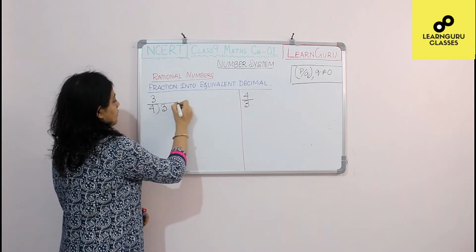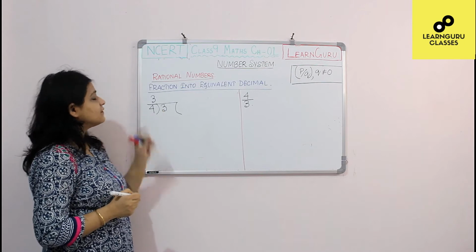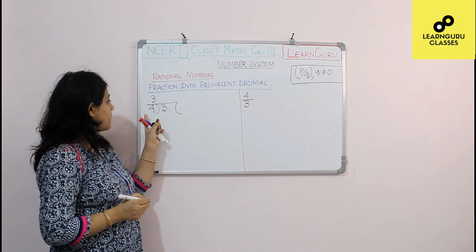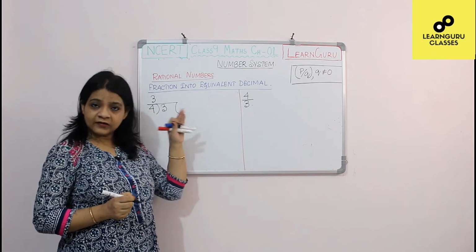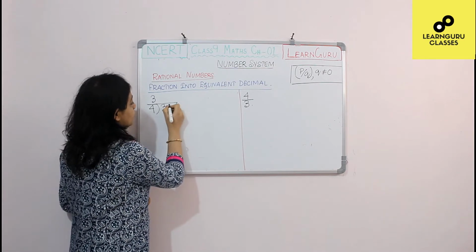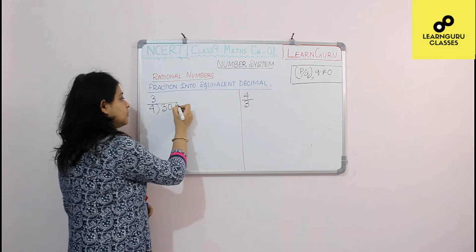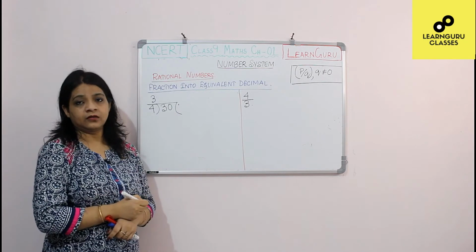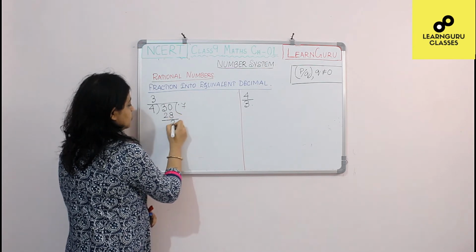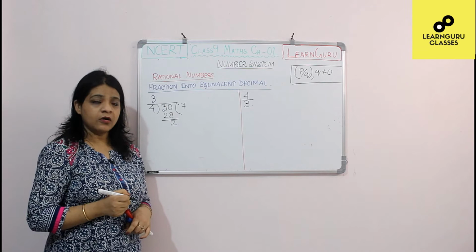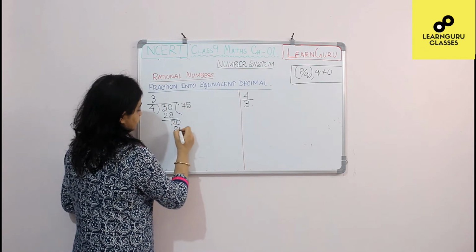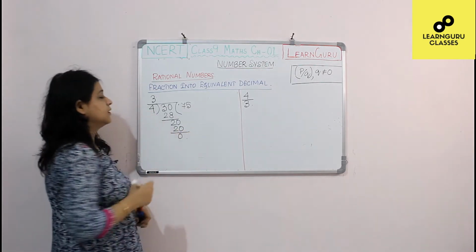Now you see, 3 is less than 4. Yes, 3 is less than 4. So you can't perform the division at this particular stage. Okay, because for that you have to put a 0 and you have to give a decimal here. So 4 sevens are 28. Remainder 2. Again 2 is less than 4. Then again you have to put a 0. 4 fives are 20. Remainder is 0.